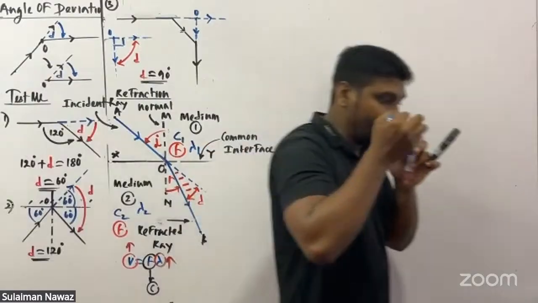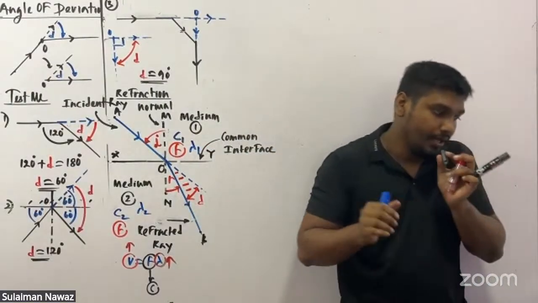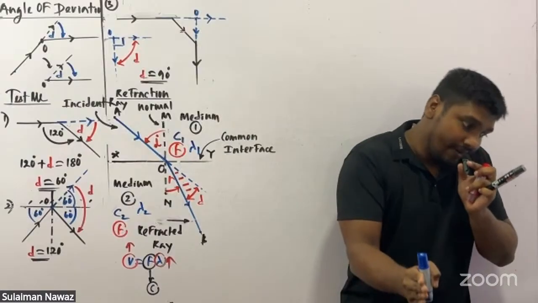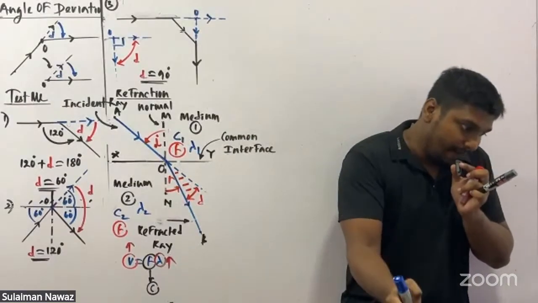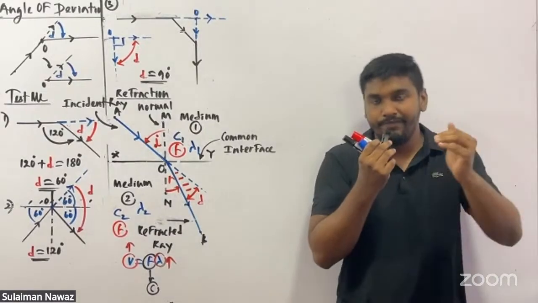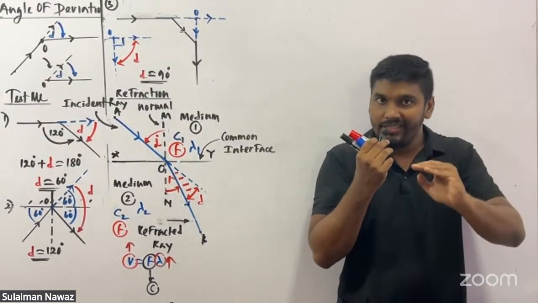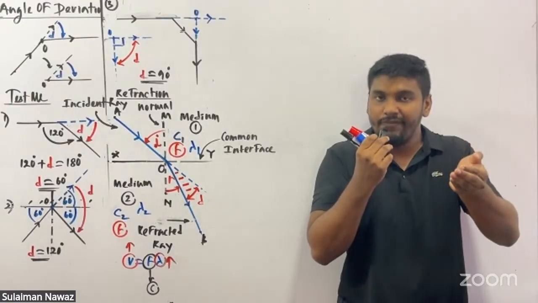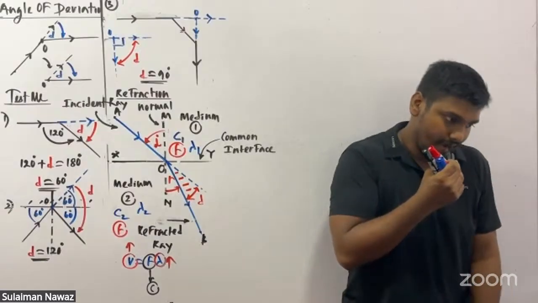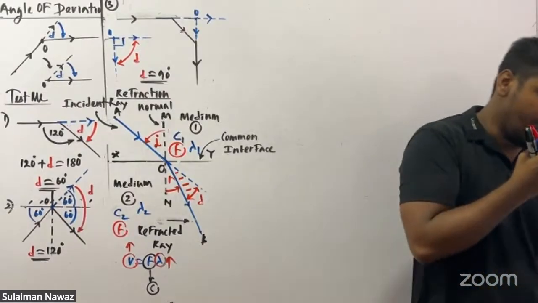Now, in page number 4, I have given a goal point. The goal point is: the reason for refraction is that the velocity of light changes when it passes from one medium to another. Due to the change of speed only, refraction happens. Highlight the entire point.